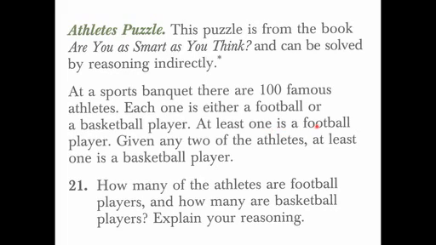At least one is a football player. Given any 2 athletes, so out of the 100, grab any 2, at least one is a basketball player. So again, think that through a bit. At least one is a football player. And if you take any 2 of them, at least one is a basketball player. The question, pretty straightforward: how many of the athletes are football players and how many are basketball players?